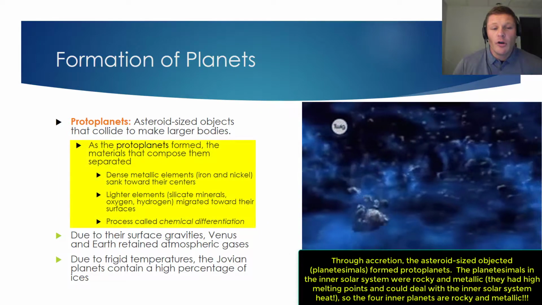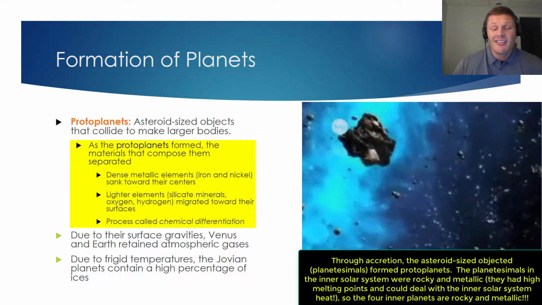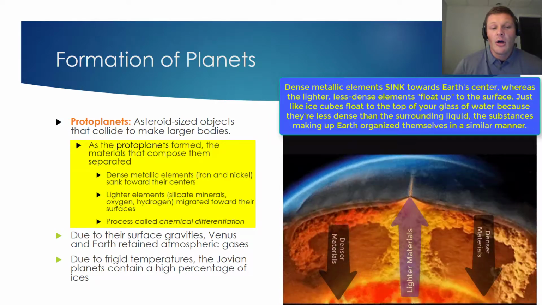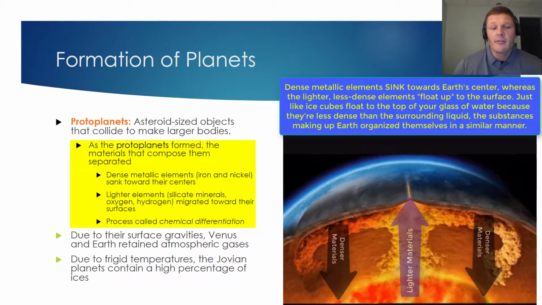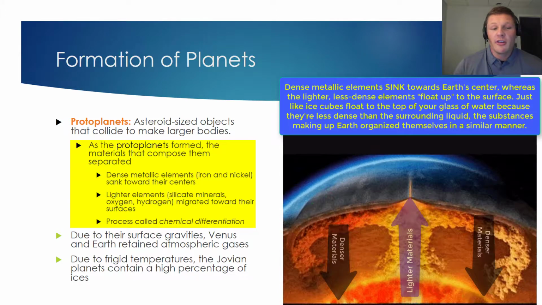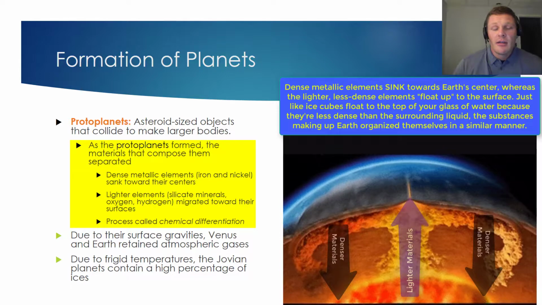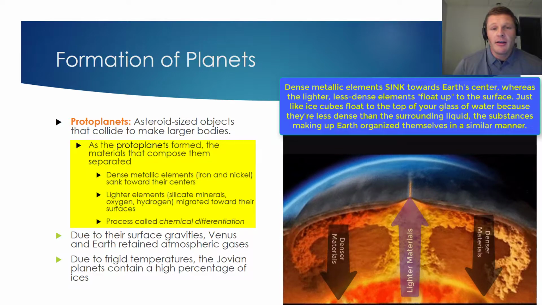As the protoplanets formed, the materials that composed them began to separate. Your really dense metallic elements, such as iron and nickel, would sink towards the center of the planets. And the lighter elements, such as silicate minerals, oxygen, and hydrogen, would migrate towards the surfaces. This is that very important concept of density.